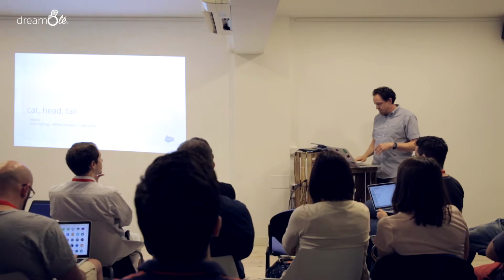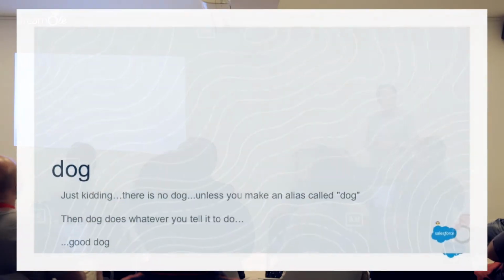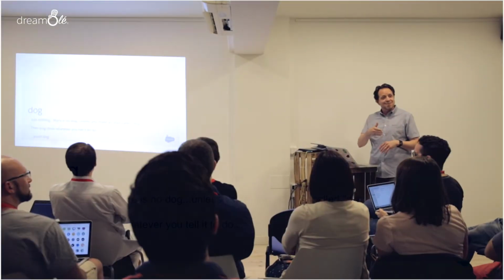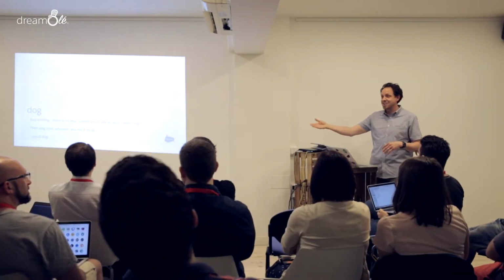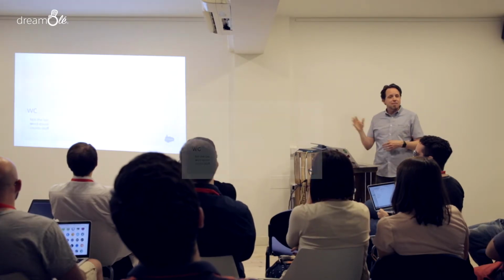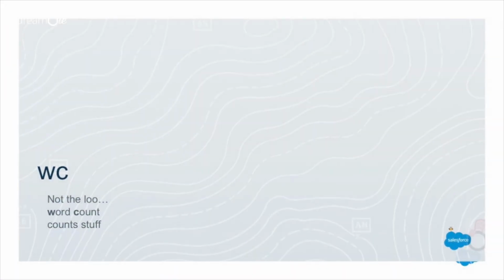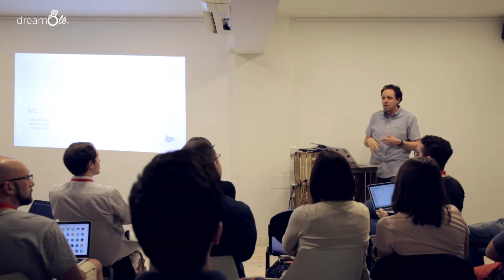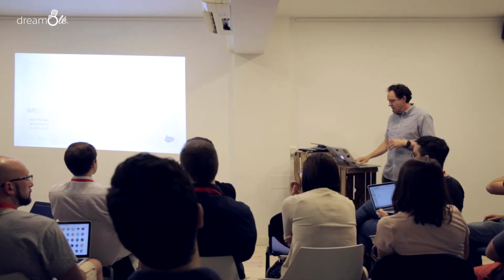Okay? There's dog. Actually, there isn't a dog. But remember alias, right? You could actually make something called dog really easily if you wanted to. Okay. wc, this isn't about using the toilet. This is called word count. If you want to count stuff in files or in streams, like how many lines, how many characters, how many words, wc is very useful for that.